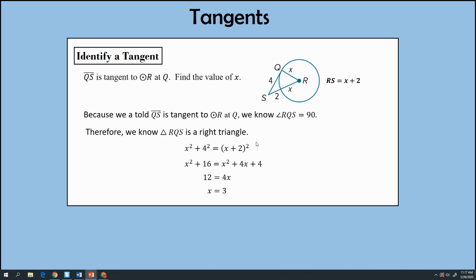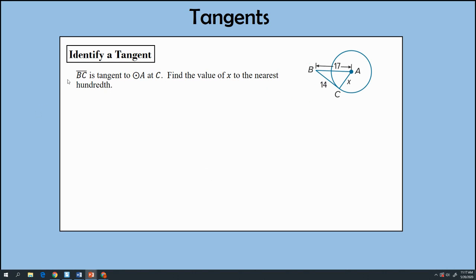Now they could follow it up with what's the circumference of the circle, what's the area of the circle, because now we're armed with the fact that we know the radius is 3 and we can apply it to any other questions they want to ask. Another one of the same style of questions.